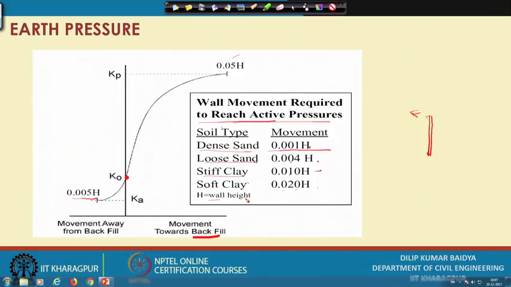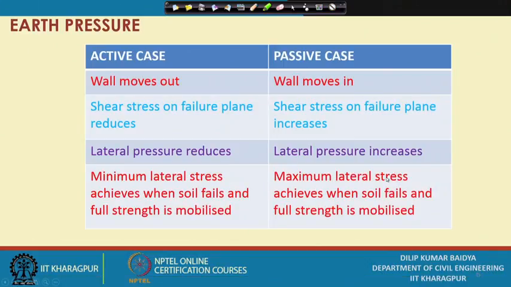This diagram shows qualitatively, as I have mentioned, that earth pressure at rest will be intermediate, active will be small, and passive will be big. You can see the maximum wall movement, minimum movement, and no movement. This is active, this is passive, and this is K naught, where there is no movement. Now, one more qualitative observation: you can see the active case and passive case.